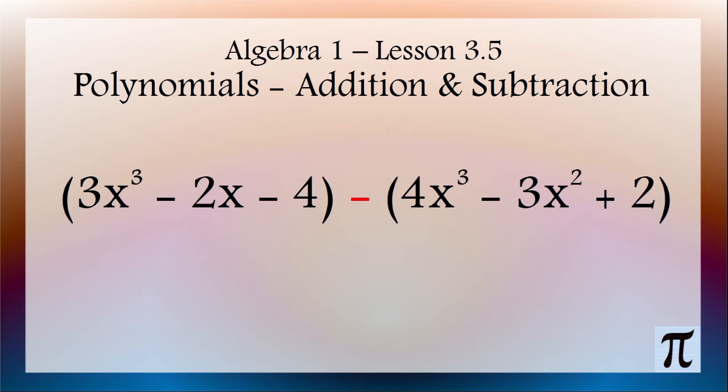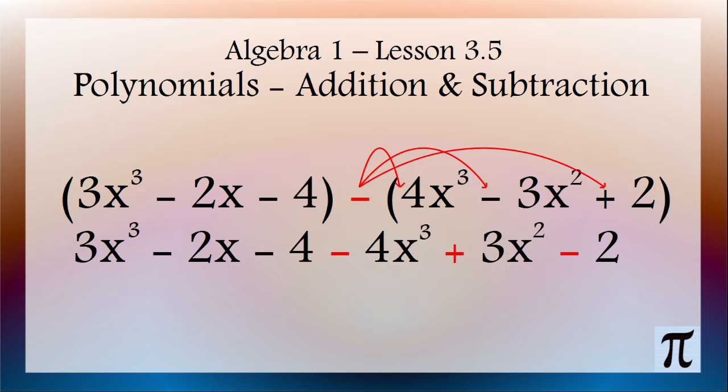Next, let's subtract these two polynomials. Remember, when you see a negative sign on the outside of parentheses, it's applied to each term on the inside of the parentheses. So the sign flips for each term. The 4x cubed becomes minus 4x cubed. The negative 3x squared becomes a positive 3x squared, and the plus 2 becomes minus 2. In each of these terms, the sign has flipped.